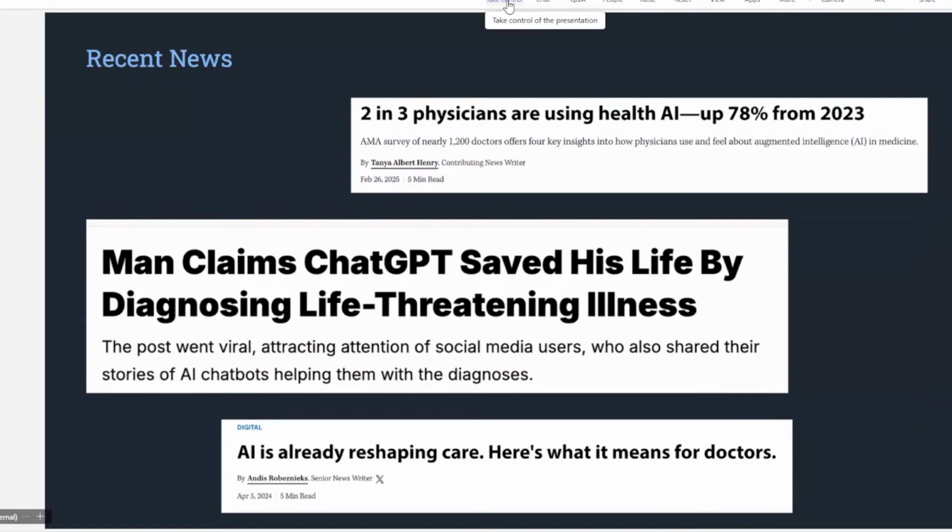There are also powerful personal stories. One headline that recently created widespread attention was a man credited ChatGPT for helping diagnose a life-threatening disease. And then we also see other news across the board, like AI is already reshaping care, what it means for doctors. So this shows that the conversation has now shifted. It's no longer about whether AI will play a crucial role in healthcare. It's all about how, when, and to what extent. And that brings us to today's topic, vision language models, a powerful class of AI models that play a key role in clinical text transformation.